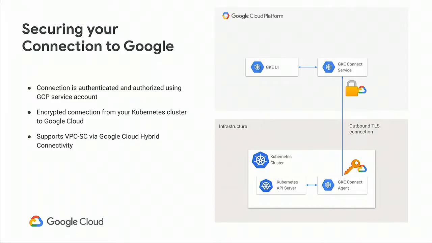TLS provides the integrity and the encryption of all the communications between the agent that is running in your cluster and Google. This service also supports advanced security features like VPC service controls via cloud interconnects that will allow you to restrict from where your agents connect to Google.